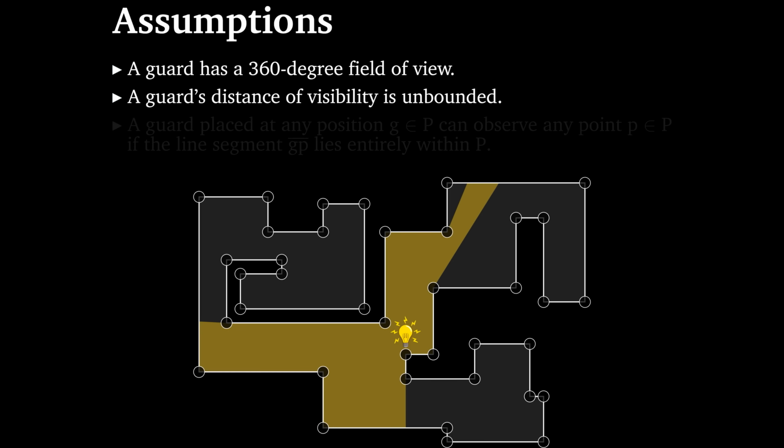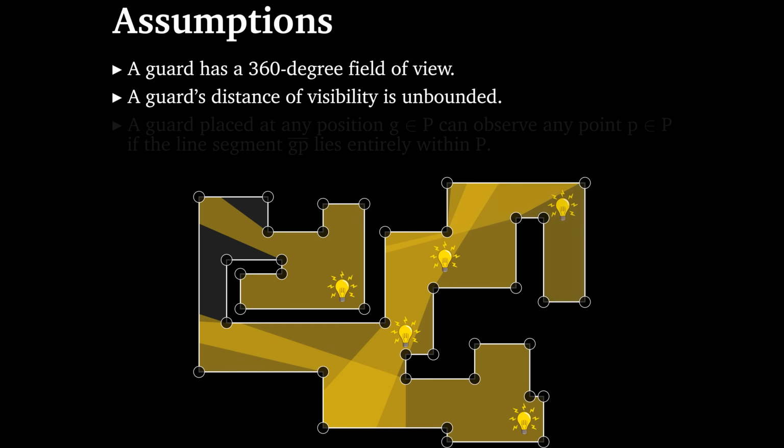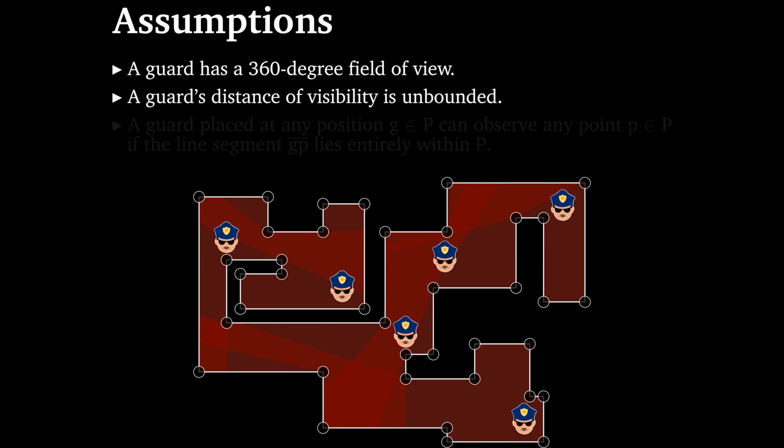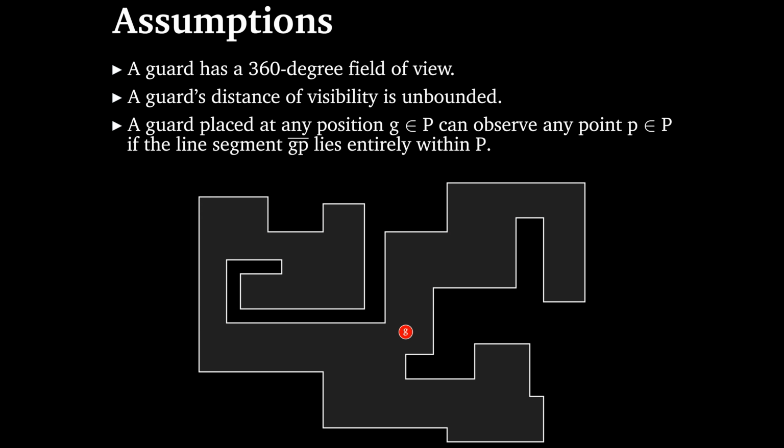The goal is then to illuminate the entire polygon by the light bulbs, or equivalently to ensure the surveillance of the entire polygon by the guards. Furthermore, note that the guard can be placed at any position G in the polygon and that he can observe any point P if the line segment from G to P lies entirely within the polygon. In other words, the line segment from G to P is not allowed to exit or to cross the boundary of the polygon. It must be fully contained inside of it.